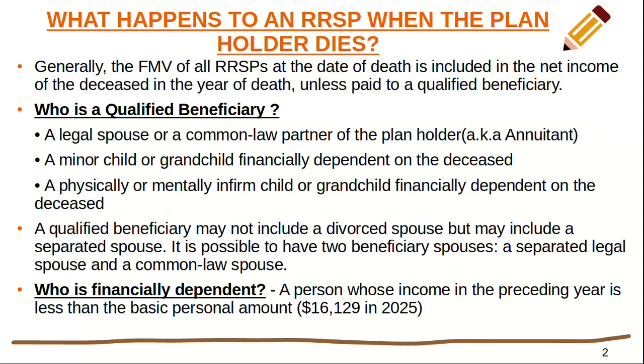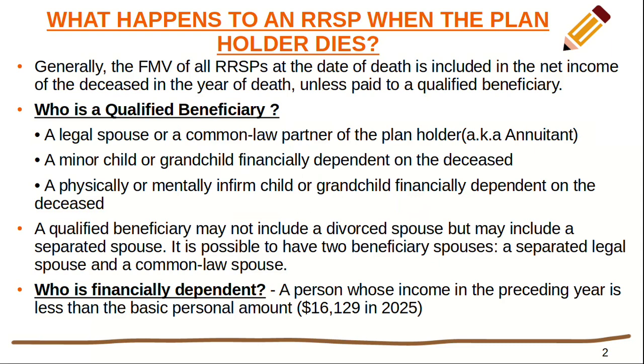1. A legal spouse or a common law partner of the plan holder. 2. A minor child or grandchild financially dependent on the deceased. 3. A physically or mentally infirm child or grandchild financially dependent on the deceased. A qualified beneficiary may not include a divorced spouse, but may include a separated spouse. It is possible to have two beneficiary spouses, a separated legal spouse and a common law spouse.